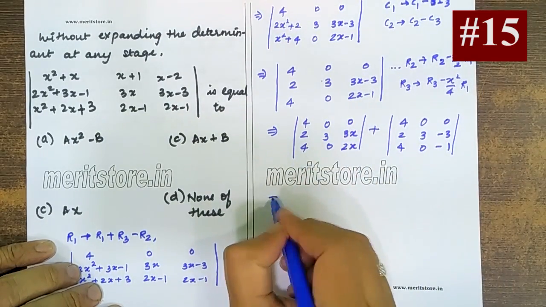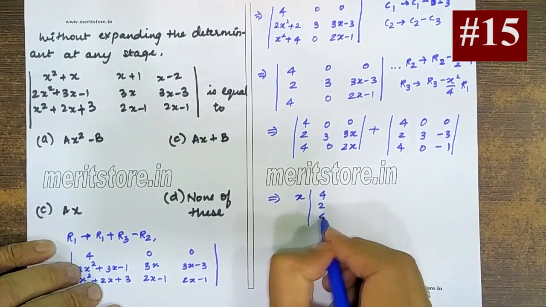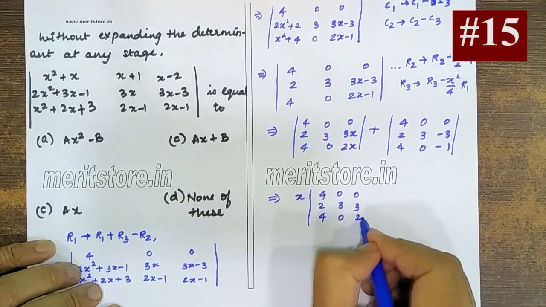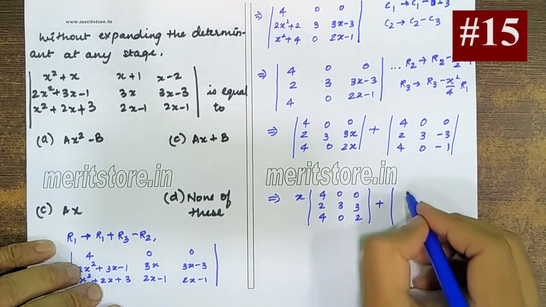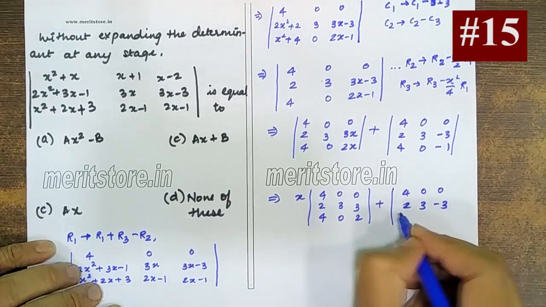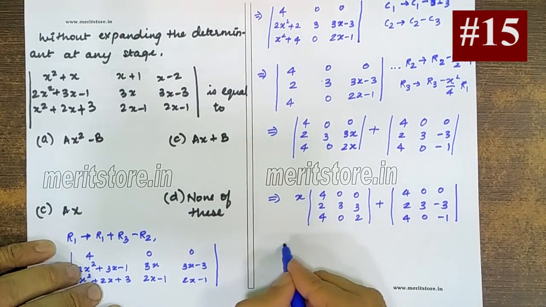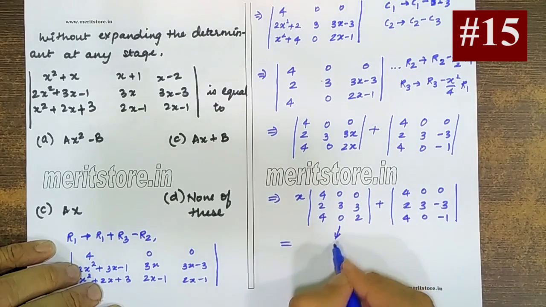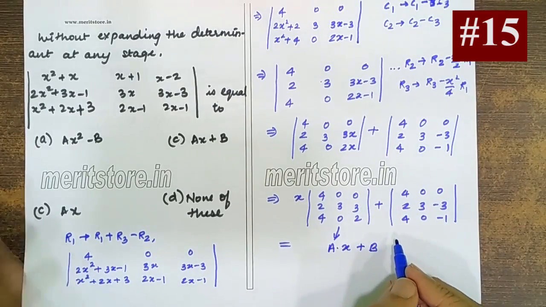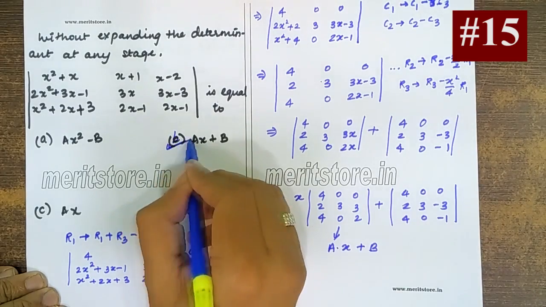By taking x common from C3, we will get 4, 2, 4, 0, 3, 0, 0, 3, 2, plus, and this determinant will remain same, 4, 0, 0, 2, 3, minus 3 and 4, 0, 1, 4, 0, minus 1. So that is of the type, if you consider this as A, it is A into x plus B form. So here B is the correct option.